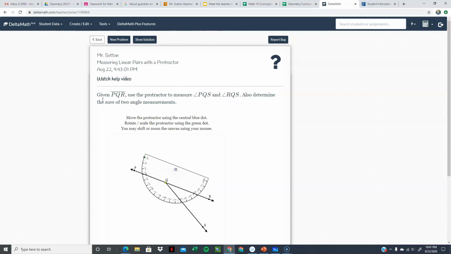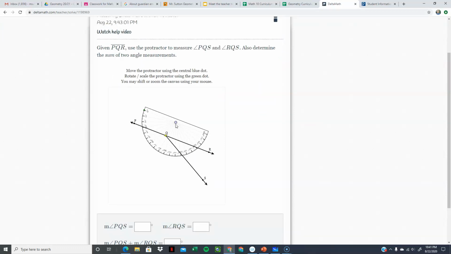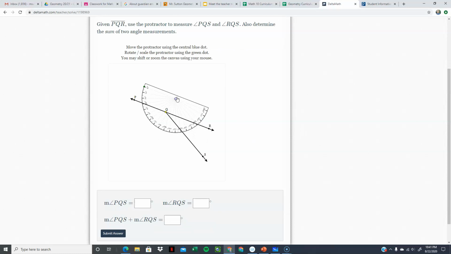So we're given that we have the line PQR, so we know that's a straight line. Use a protractor to measure PQS and RQS, also determine the sum of the two angle measurements. So we already used the protractor a little bit before, but now we're using it with linear pairs. So we want to grab this dot here in the center and line it up with Q. And then we want to put the 0 on one of the sides. And we want to do it in such a way that the common side that is shooting out is on the protractor.